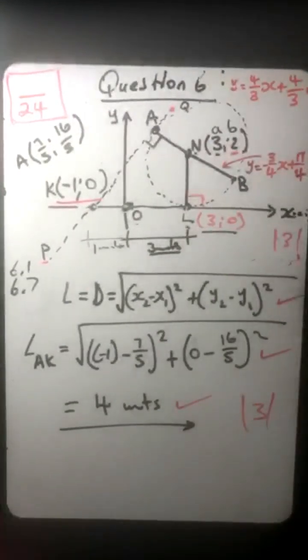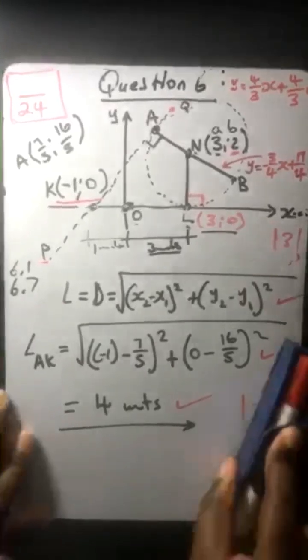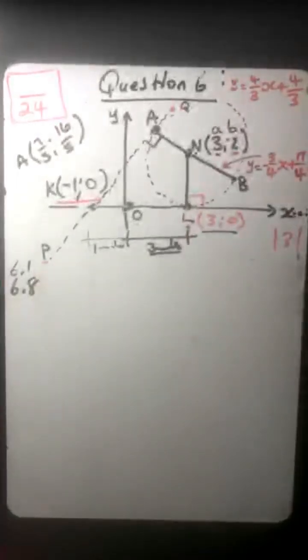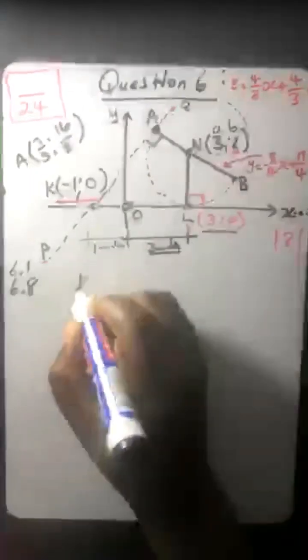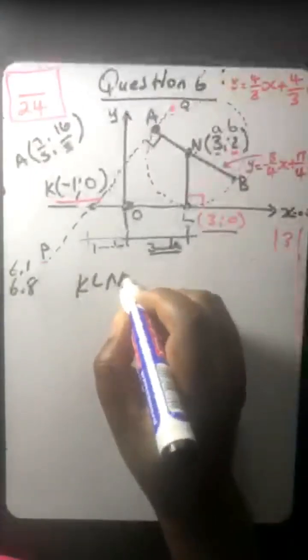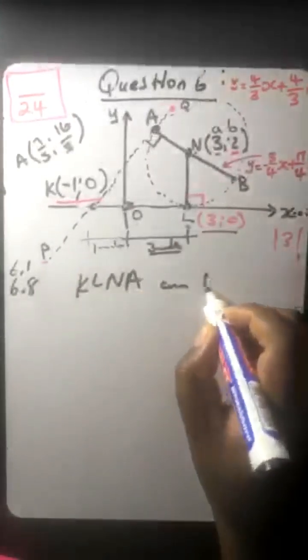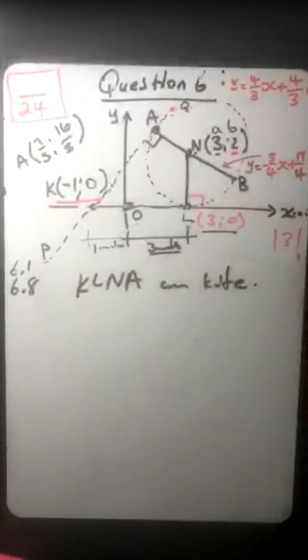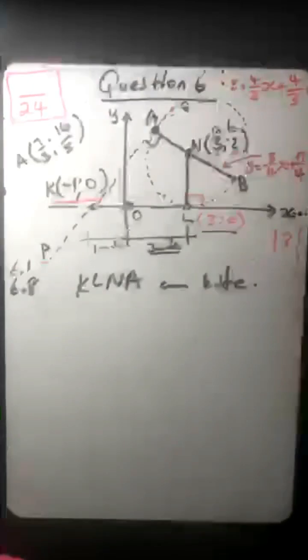So that's how you score yourself 3 marks for that question. I think that was a straightforward question. So very quickly, 6.8. They are asking, why is KLNA a kite? Why is it a kite, honorable members? Anyone who can explain based on that observation, why is that a kite?